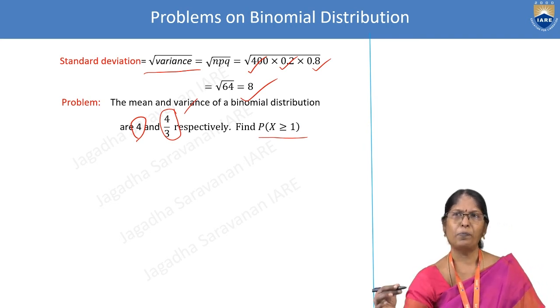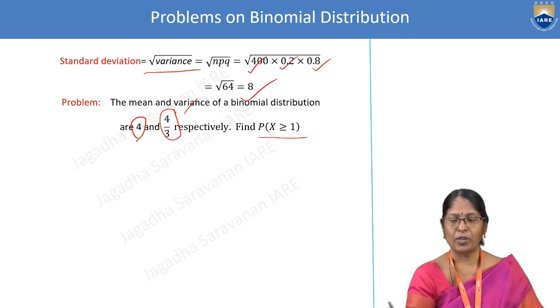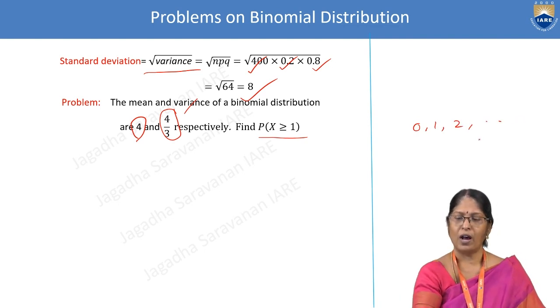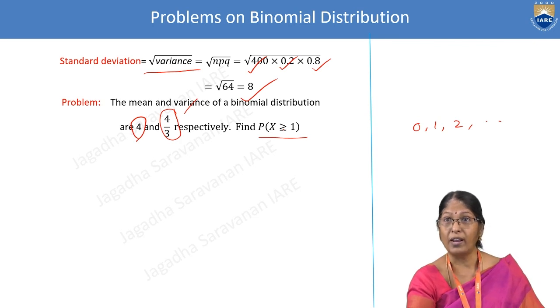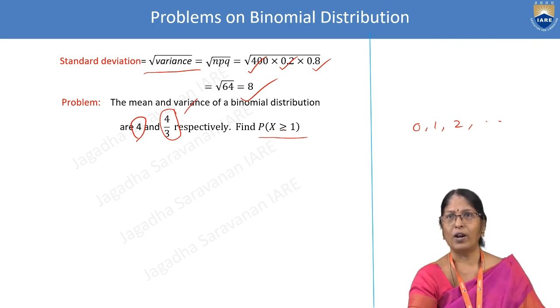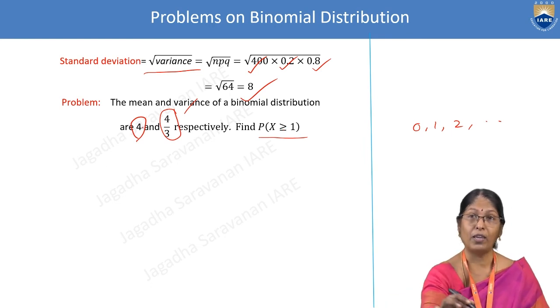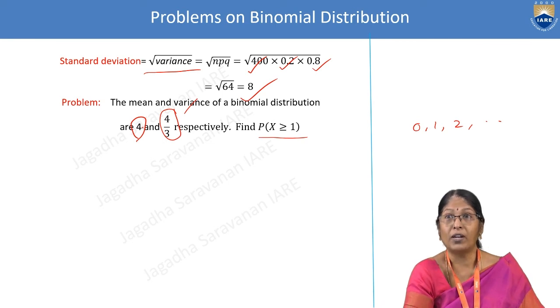Now, so many problems we have done so far where N is given, so immediately we wrote 0, 1, 2, 3 up to the last value, and easily solved it without mistakes. But in this particular problem there is no N at all. Only NP equal to 4 and NPQ equal to 4 by 3 are given. There is no information about N.